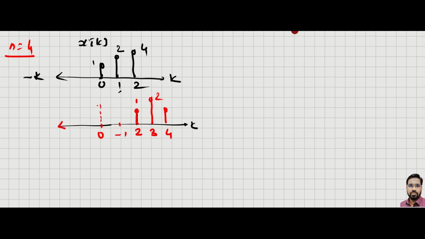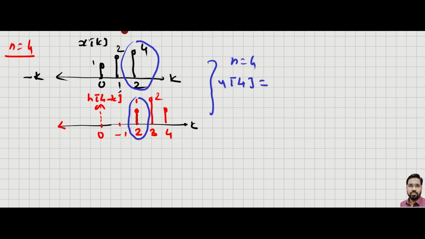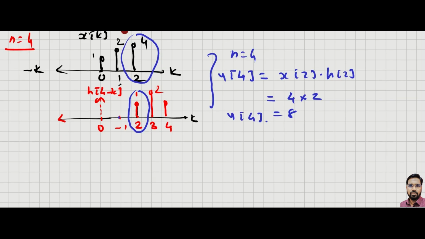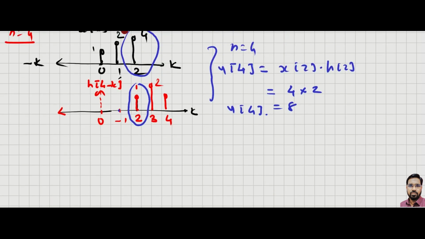And label of this is h of 4 minus k. Now see for which values it is overlapping. It is overlapping for only one, for k equal to 2 it is 1 and for k equal to 2 x of k is 4. So output for n equal to 4, y of 4 equal to x of 2 into h of 2, remaining values will be 0. So x of 2 is 4 into 2 so it is 8, so y of 4 is 8. So finally we have output y of n which consists of 5 samples, 0 to 4 are 5 samples.